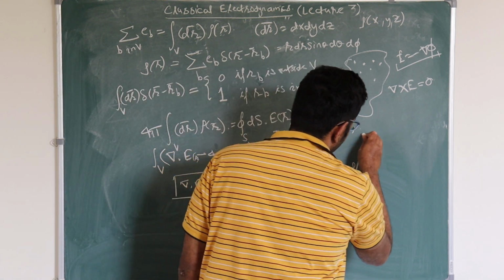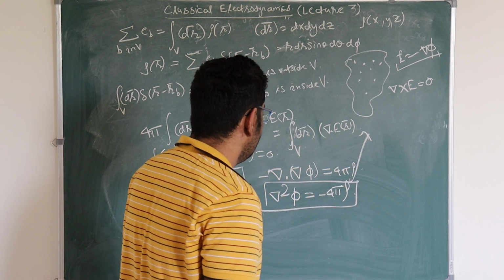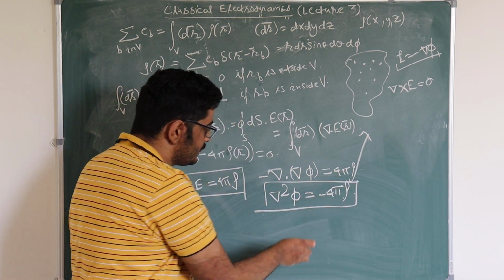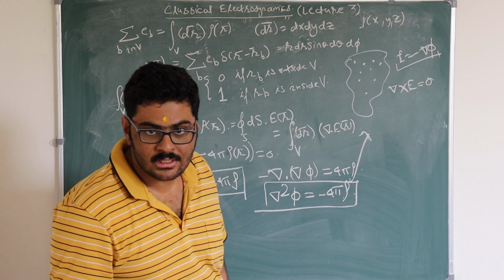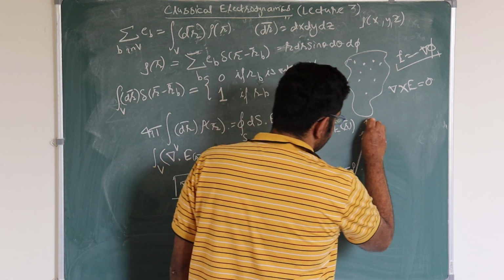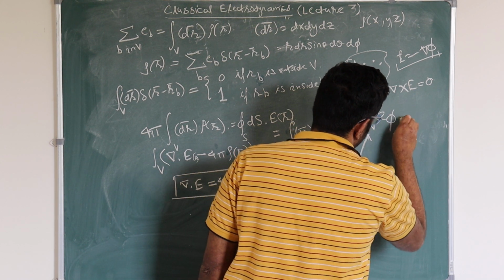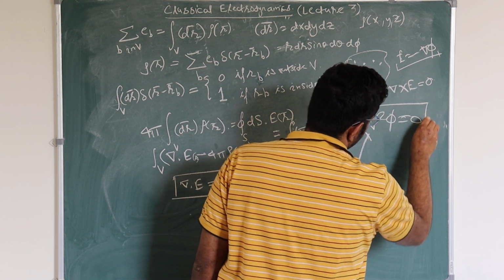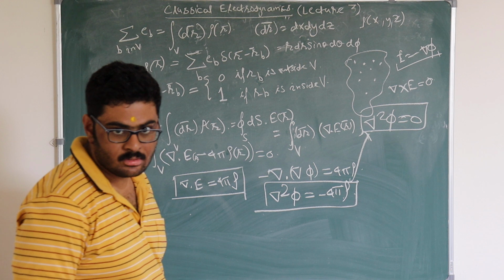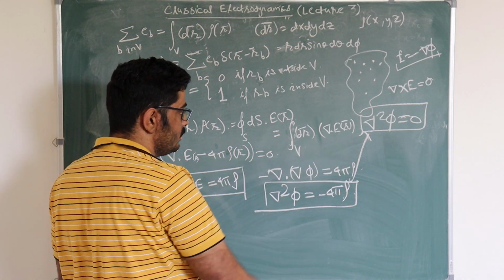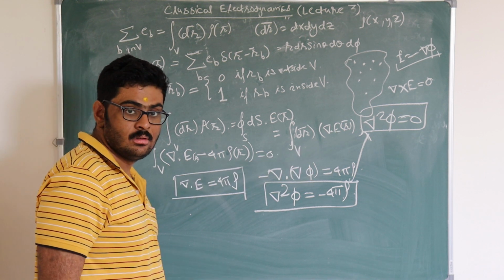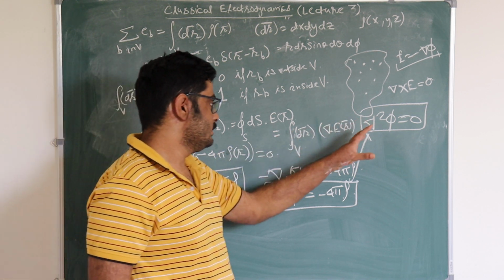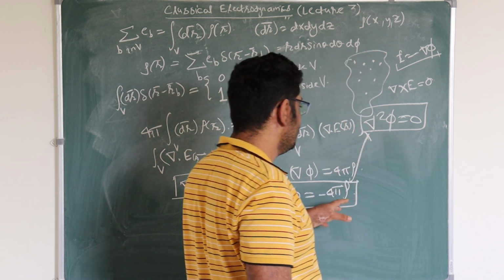Well, this is the case when there is some charge density. Suppose there is a region in which there is no charge density. Then in that case, it will satisfy this equation. This is called the Laplace equation. The Laplace equation and Poisson's equation are the two equations, and these will be our next concern.